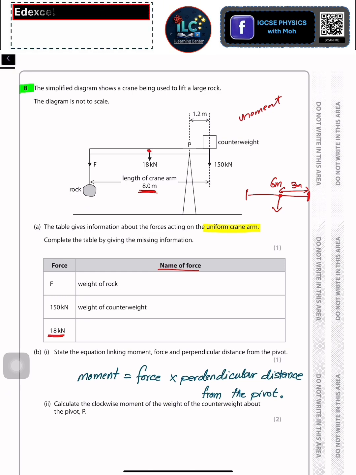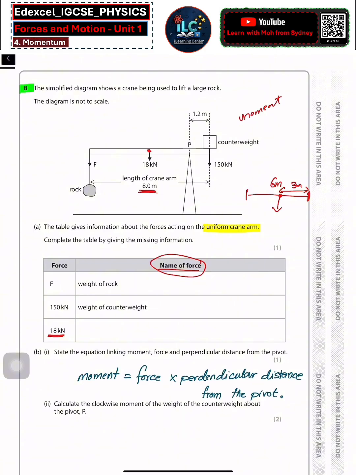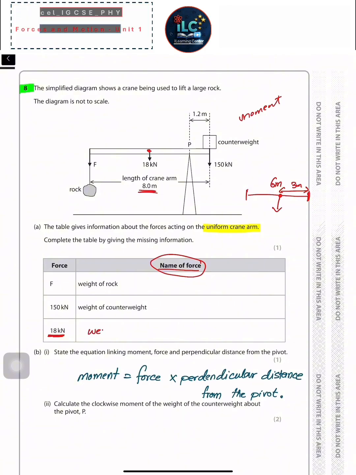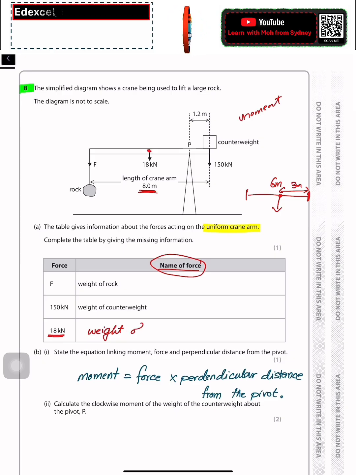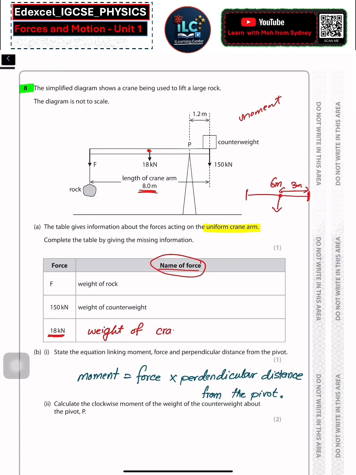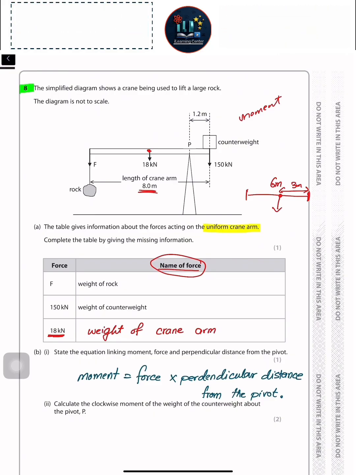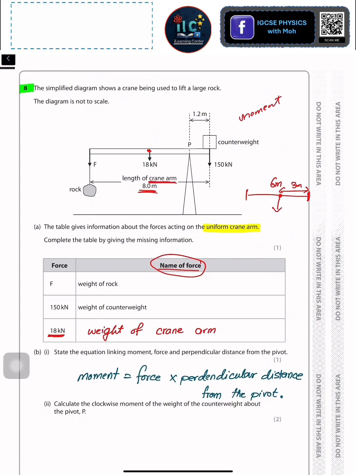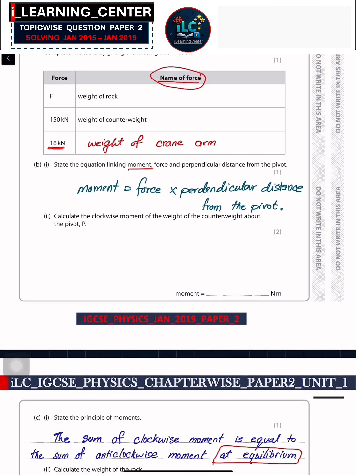First they are just asking us the name of the force. We will just say it is the weight of the crane arm, which is this one. The crane arm is this one. The next question asks you directly for the moment. Just write down the formula, get it from the formula book and write it down.